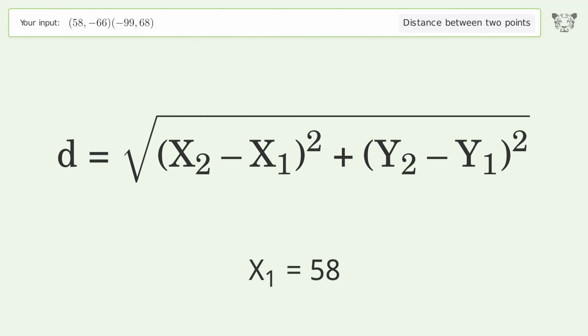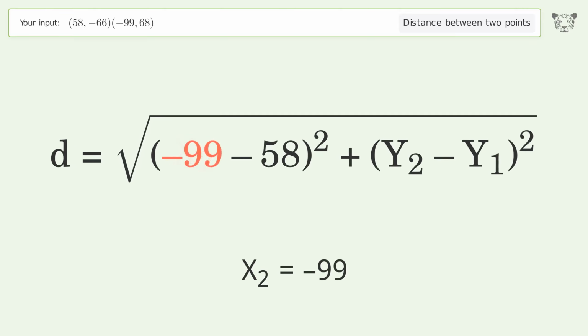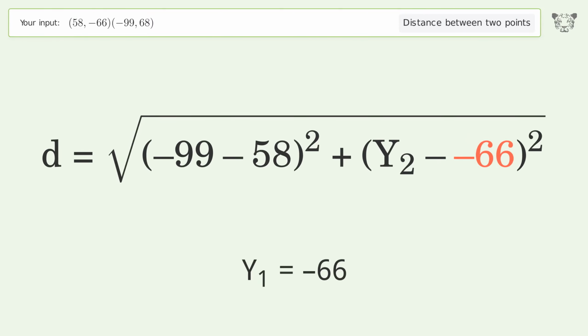x1 equals 58. x2 equals -99. y1 equals -66. y2 equals 68.